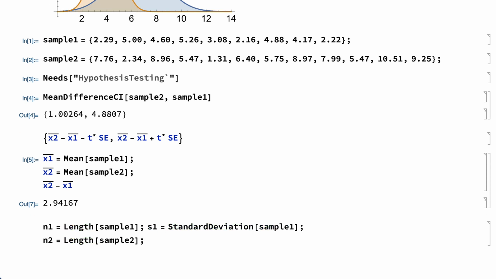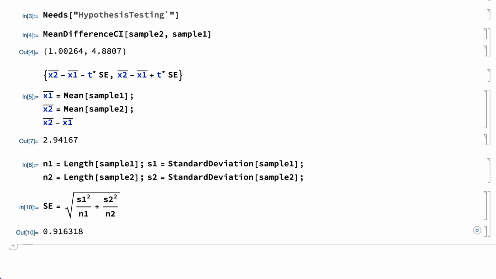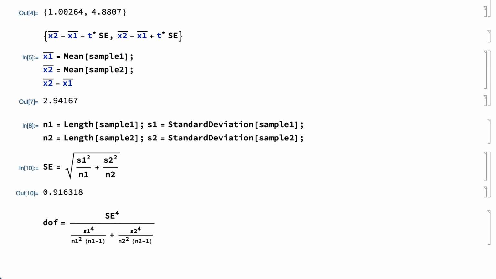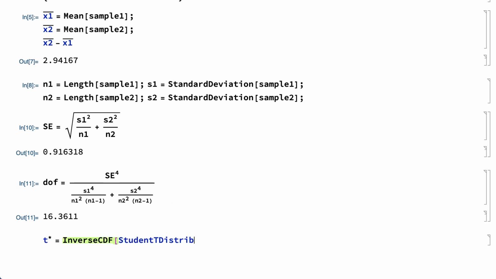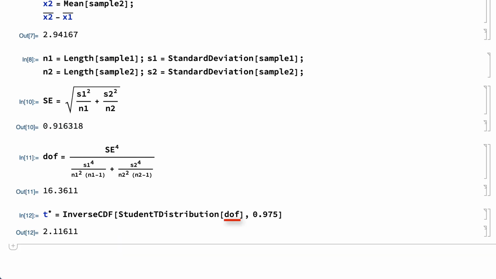In this approximation, the standard error SE is given in terms of the sample sizes N1 and N2 and the sample standard deviations S1 and S2, and there is a rather complicated formula that gives the effective degrees of freedom DOF in terms of the sample sizes and standard deviations. The critical value T star is computed using the student T distribution with that value for the degrees of freedom.